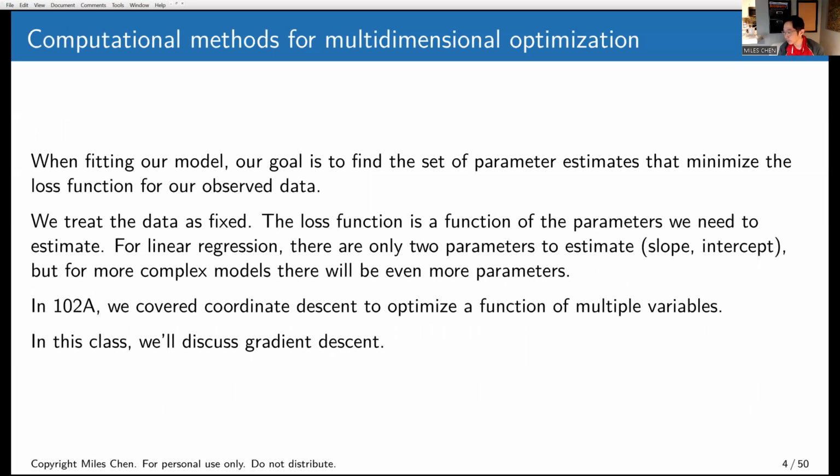So yeah, what I wrote: when fitting our model, our goal is to find the set of parameter estimates that minimize the loss function for our observed data. What we're going to do is treat the observed data, the data that we have, as fixed values. And the loss function is really a function of the parameters that we need to estimate. So for linear regression, we have two parameters, the slope and the intercept. And again, you're turning these knobs and trying to minimize the loss function.